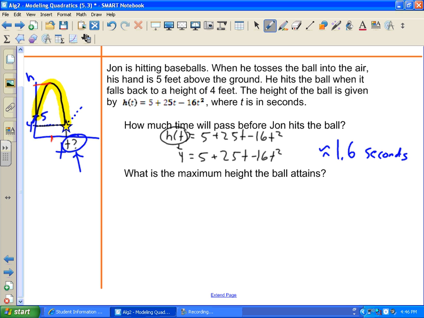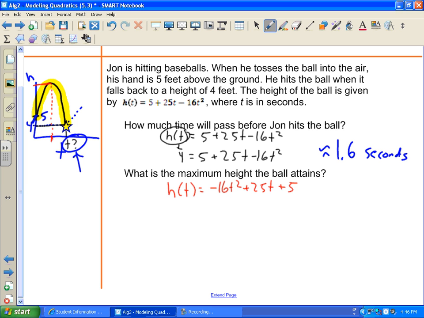Second part, maximum height the ball attains. At this point, we should note the maximum height is going to happen at the vertex. In this case, since the parabola opens down, it's going to be a maximum value. So really, as long as we find the y value or the height at the vertex, we've got this problem. So our function, h of t, in standard form, negative 16t squared plus 25t plus 5.